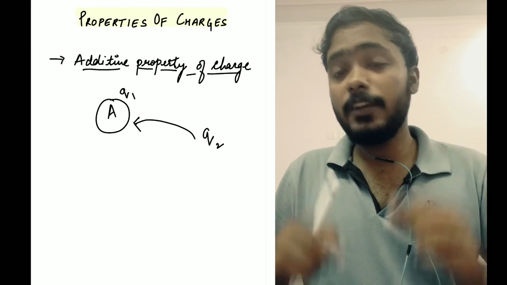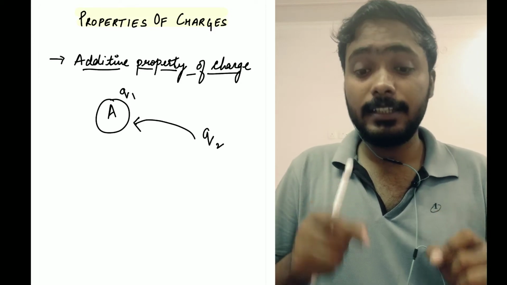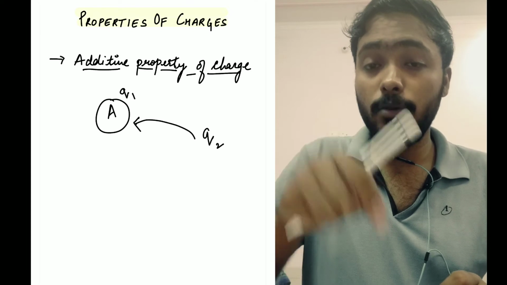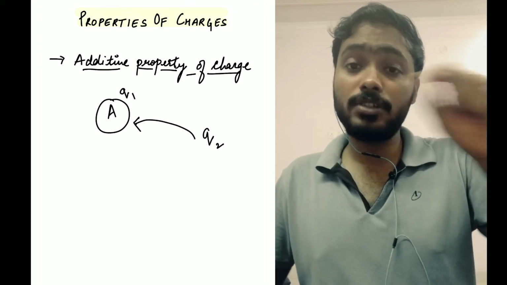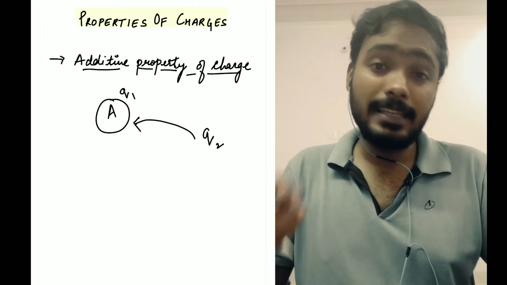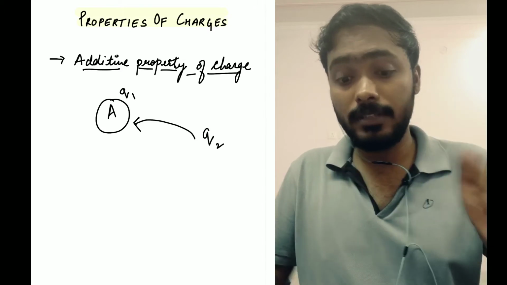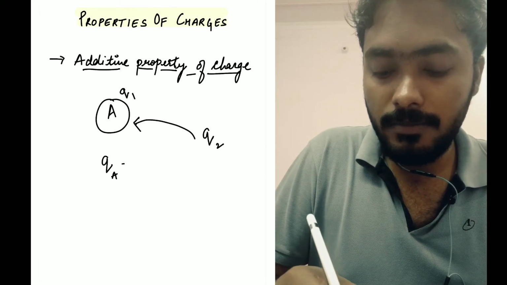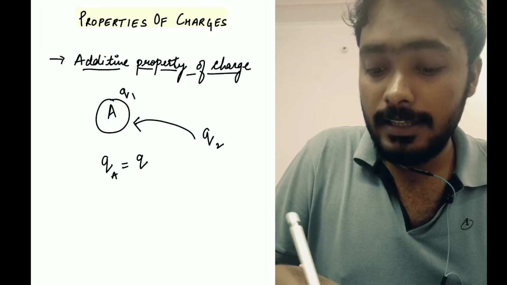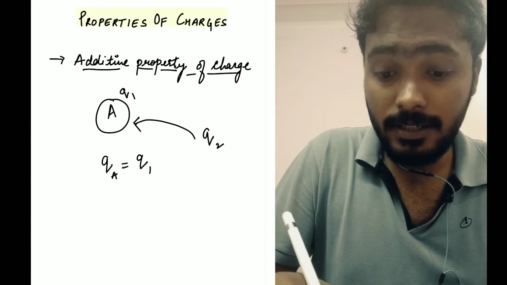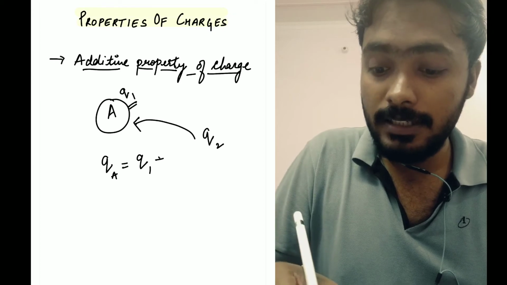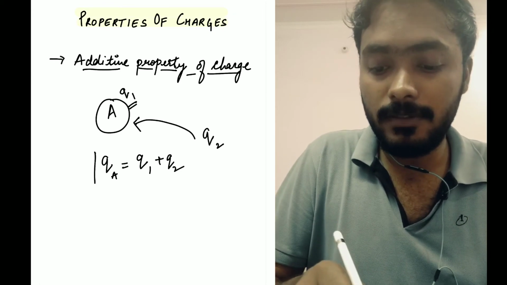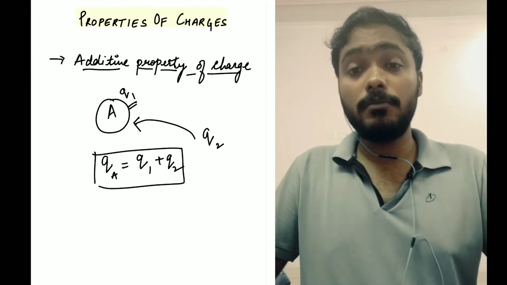Okay, so additive property of charge says that the total charge on the body A after this Q2 charge is given will be simply the algebraic sum of Q1 and Q2. That is, the total charge on body A will be simply equal to the algebraic sum of the charge it has, Q1, and also the charge that you have given. Total charge will be equal to Q1 plus Q2.